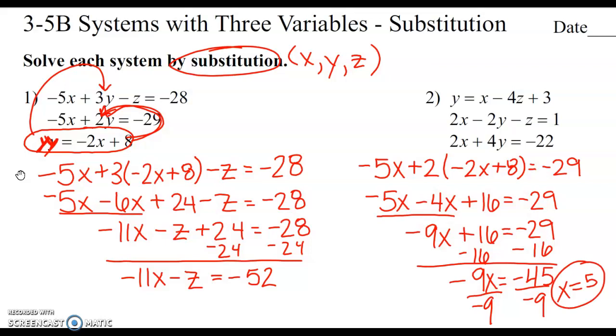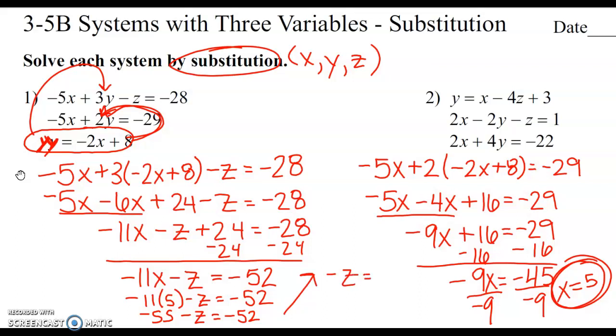Usually what happens is you have to create a system. Just like on this first equation over here, we had an x and a z, but we lucked out, and here we ended up with just an x. So now I can plug that 5 in to my equation here that has 2 variables. So let's see, negative 11 times x, which is 5, minus z equals negative 52. So negative 55 minus z equals negative 52. When I add over 55, I'm at negative z equals, let's see, that'd be 3. So when I divide by negative 1, z is negative 3.